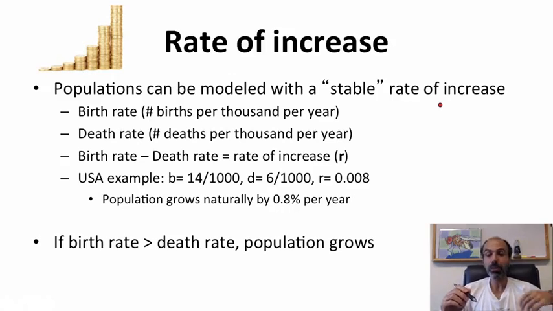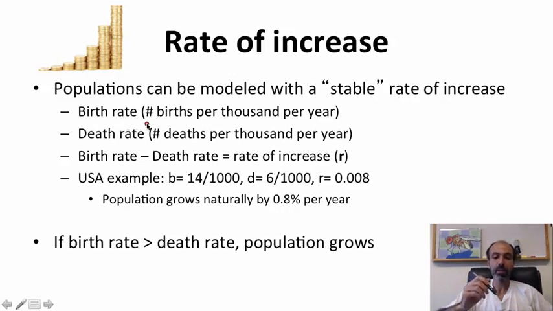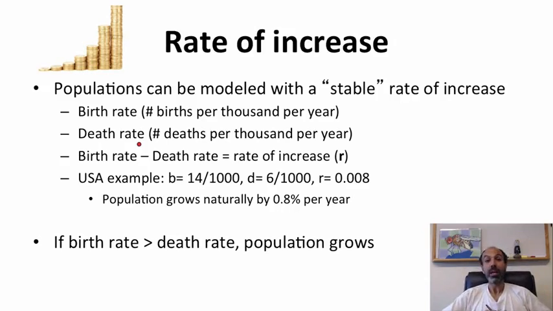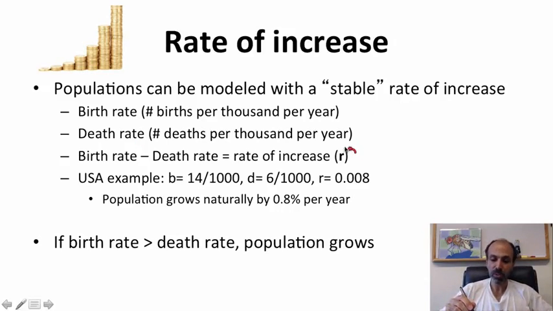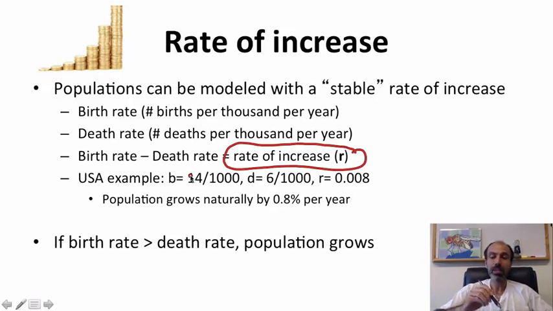To model this, we need a couple of parameters. We need a birth rate, which can be modeled as, for example, number of births per 1,000 per year. We need a death rate, number of deaths per 1,000 individuals per year. And from this, we can come up with what's referred to as the intrinsic rate of increase of a population. That is very simply the birth rate, so the input, minus the death rate, which is basically the output from the population.